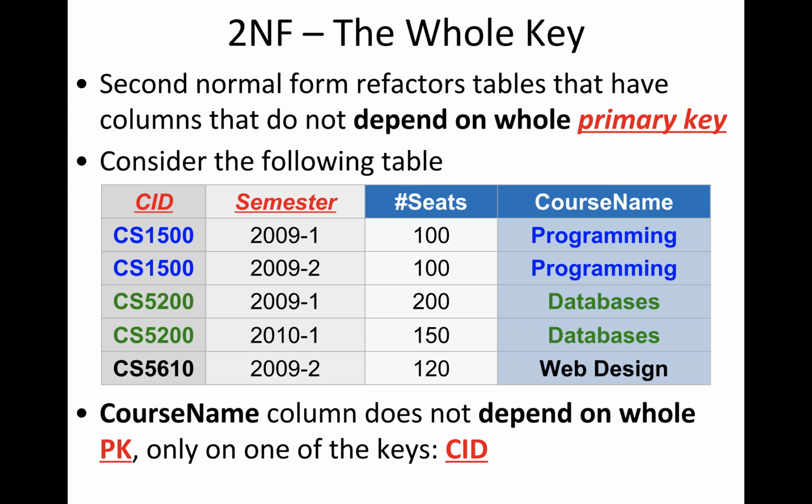If we do an analysis on this, we realize that the course names are dependent on the course ID. These two over here, CS 1500, are programming, and these two over here, 5200, are databases and whatnot. So you have this field, course name, dependent only on half of the key. It's not dependent on the semester. The semester could be whatever. Really, these two are related to one another. The course names are only related to the course ID. If that's true, then I can introduce some redundancy here, because it only depends on half of the key.